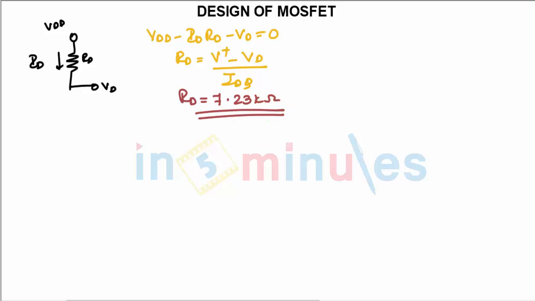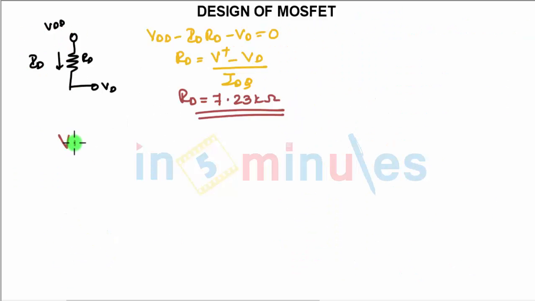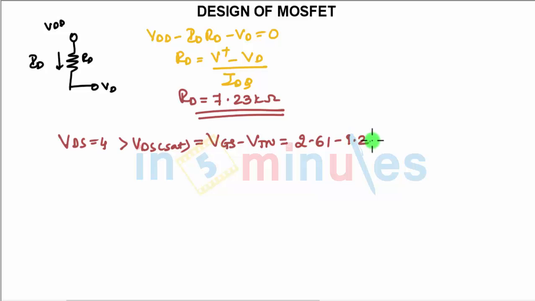Now what is the value of VDS? VDS is given as 4 volts in the question. Now it should be greater than VDS sat. Only then are the equations we have used right. We can find VDS sat as VGS minus VTN. VGS we have found as 2.61 and VTN is given as 1.2. So it is 1.41 volts. The value of VDS is greater than VDS sat.